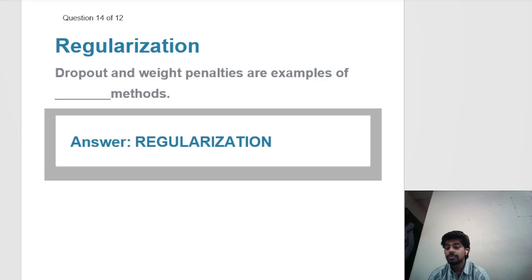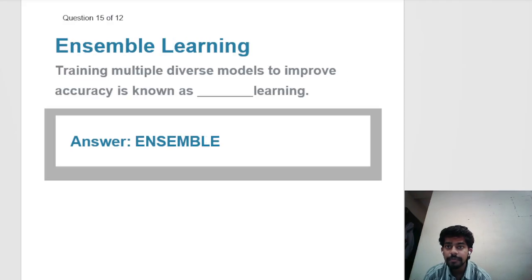Why it matters: improves generalization to new data, creates simpler, more interpretable models, prevents the model from overfitting, makes training more stable. In neural networks, dropout randomly deactivates neurons, preventing co-adaptation. Weight penalty discourages extreme weight values. Let's see our next question, which is about ensemble learning.